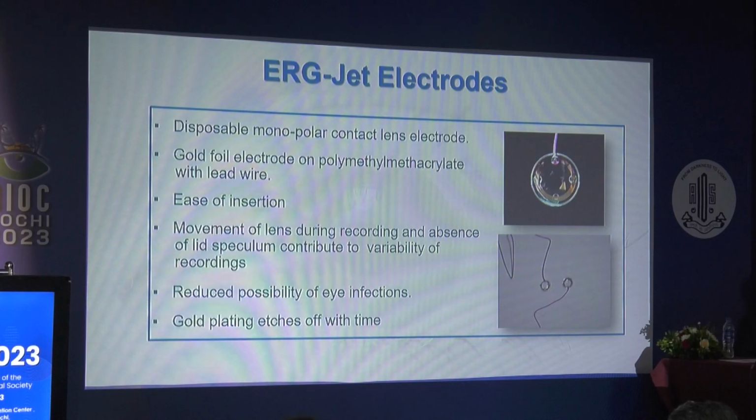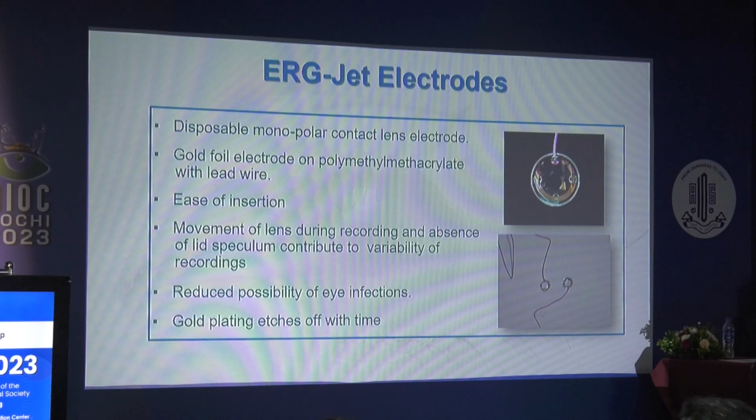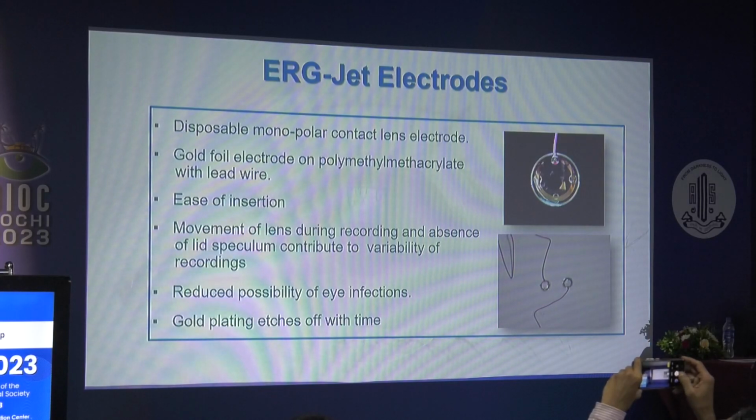Now, coming to the specific types of electrode, first are the jet electrodes. These are disposable monopolar contact lens electrodes. The gold foil electrodes on polymethacrylate with lead wire. There is an ease of insertion. The movement of the lens during recording and absence of lid speculum contribute to the variability of the recording. There is a reduced possibility of eye infection, but the disadvantage is it has gold plating which itches off with time.